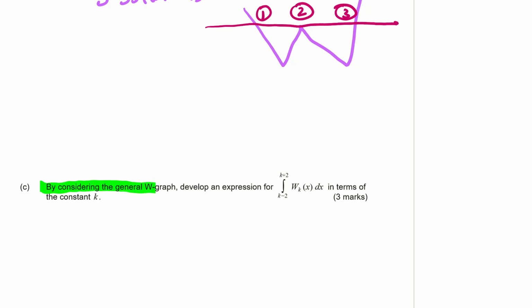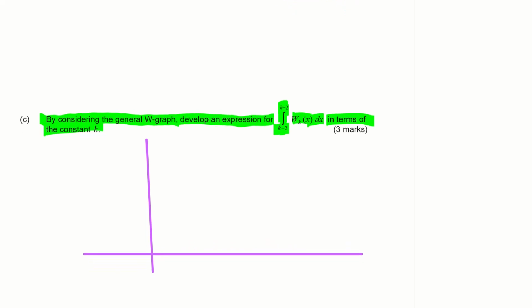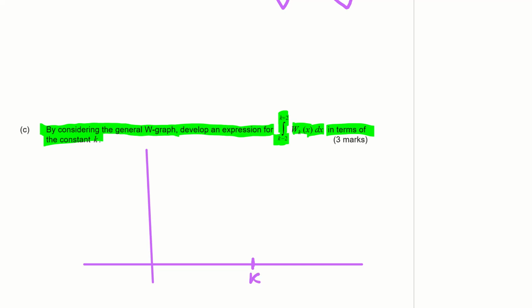By considering the general W graph, develop an expression for the integral from k minus 2 to k plus 2 of w_k(x) dx in terms of the constant k. I don't think this is going to be too bad. This is just going to be a triangle. If we think about how I did the values above, the peak is going to happen at k. And in fact, it should be at (k, k).